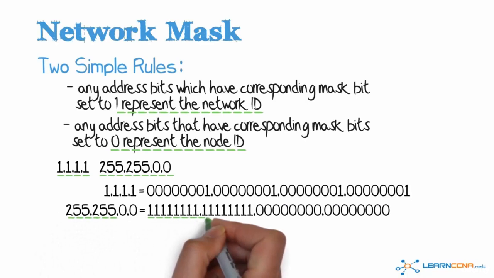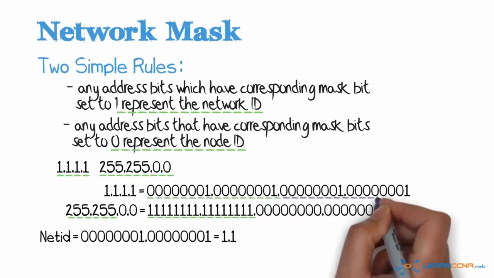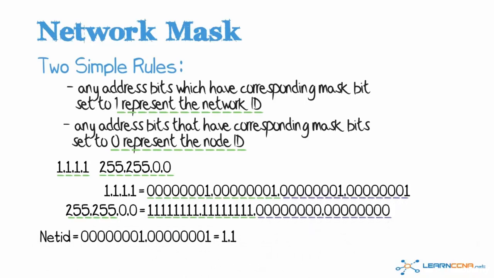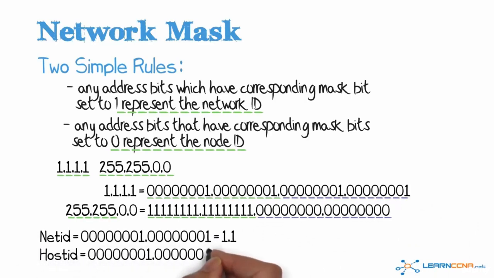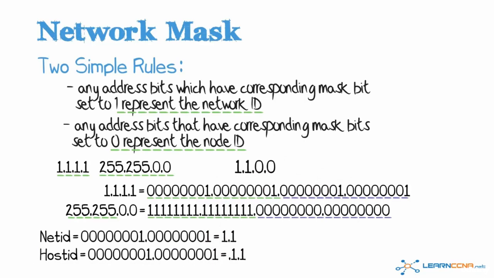Notice 255 equates to 8 binary 1s, which therefore means that this portion of the address is network. So the network ID is 1.1. And looking at the remaining part of the address, which is populated with binary zeros in the network mask, means that 1.1 is the host portion of the address. In other words, the network is 1.1.0.0 with a host portion of 1.1 on that network. The mask is 255.255.0.0. In this example, it's easy to see the network portion of the address because we have 255.255 in the network mask.